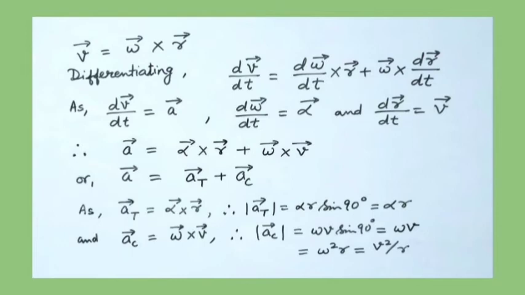at is equal to alpha cross r, where alpha and r are perpendicular to each other. Therefore, the magnitude of tangential acceleration is alpha r sine 90 degree, which is equal to alpha into r. ac is equal to omega cross v, where omega and v are perpendicular to each other. Therefore, the magnitude of centripetal acceleration is omega v sine 90 degree, equal to omega into v, which is also equal to omega square r or v square by r.